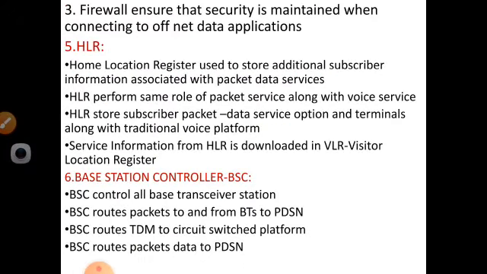So the second important function carried out by the BSC is that they will route the packet between the BTS and the PDSN, or from the PDSN to the BTS. Similarly, the BSC will route the time division multiplexing to the circuit switched platform, as well as route the packet data to the PDSN. That is the second function of the BSC.